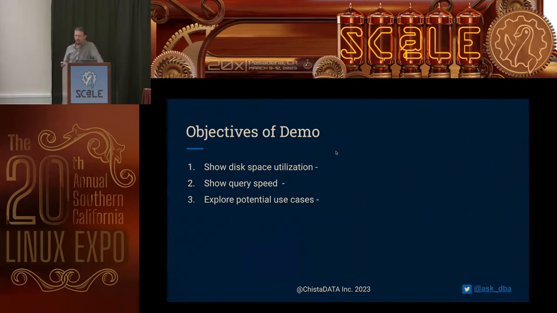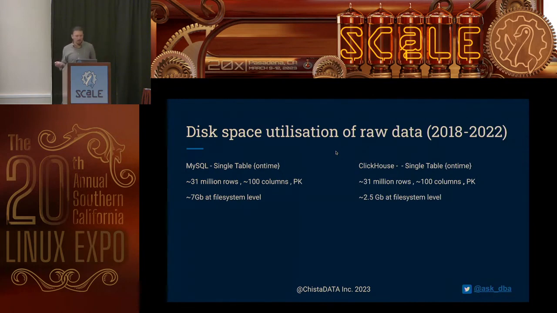I limited the objective of this demo to 3 pieces. Disk space utilization, how much it costs us in the source database, which is MySQL, and what is out of the box in MySQL. Query speed, of course, and other use cases that we want to do. So before we get into it, I've looked at it actually. Out of the box, I loaded 2018 to 2022, the last 4 years of all the flight data within the United States. Flight data means, I'll show you, a very, very large denormalized data set.